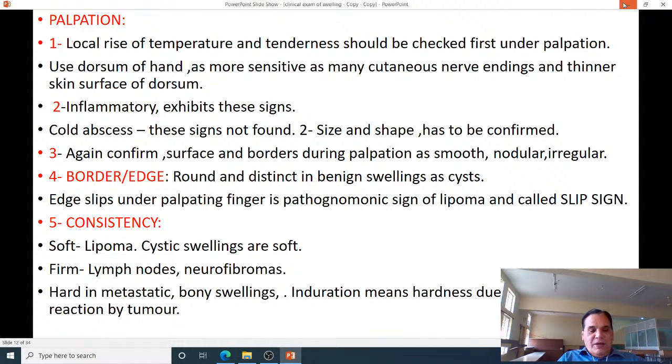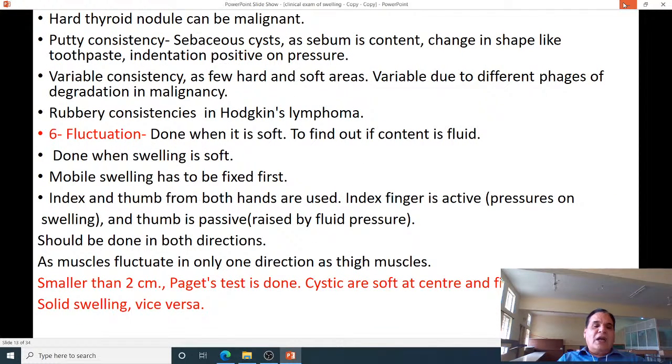Okay, consistency. Soft: lipoma. Firm: lymph node. Hard: metastasis. Everything is written on the face of the swelling. Hard thyroid, like lymph, malignant. Pasty consistency: something like toothpaste-like material. It is sebaceous because the content is sebum, like toothpaste. And what is the sign? Positive indentation on pressure is diagnostic of a sebaceous cyst.